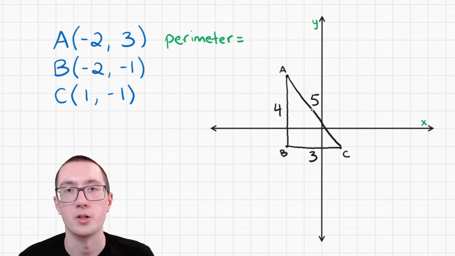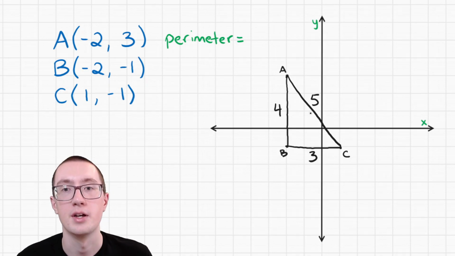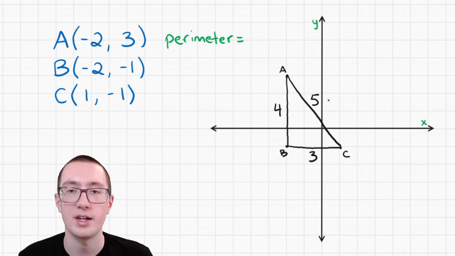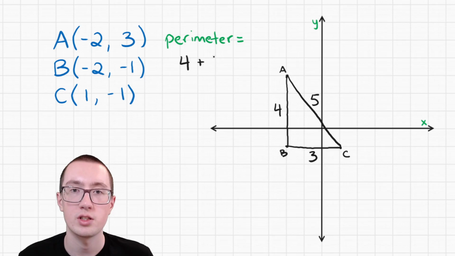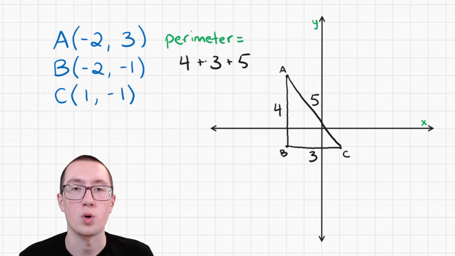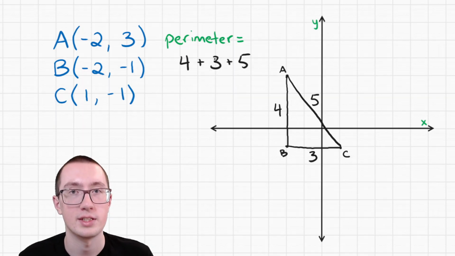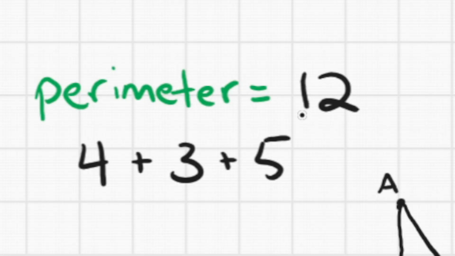So back to the perimeter, remember that the perimeter is just the length of all of the sides combined. And now that we know the length of every side, we can just add them together. So this side is 4 boxes long, this one is 3 boxes long, and this one that we just found out using the formula is 5 boxes long. And if you add together 4 plus 3 plus 5, 4 plus 3 is 7, plus 5 is 12, which means that our perimeter is equal to 12.